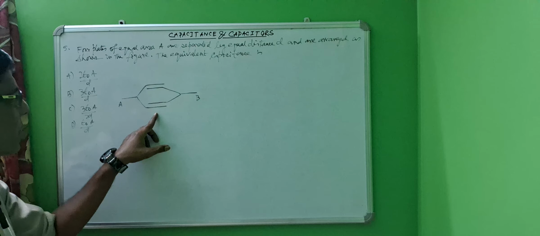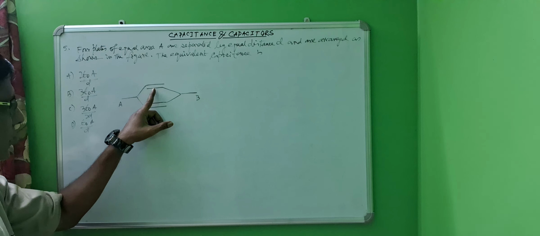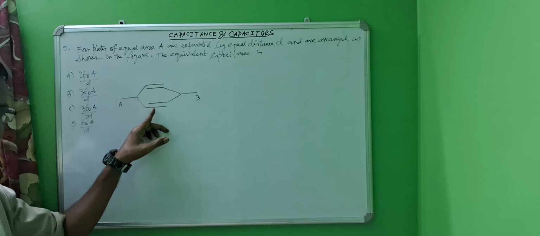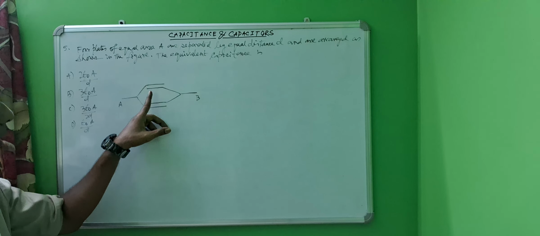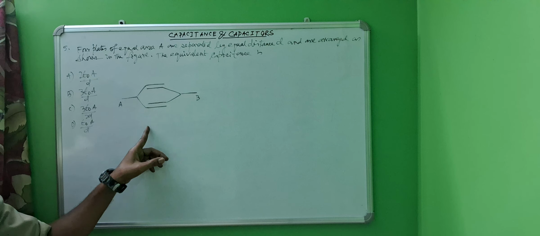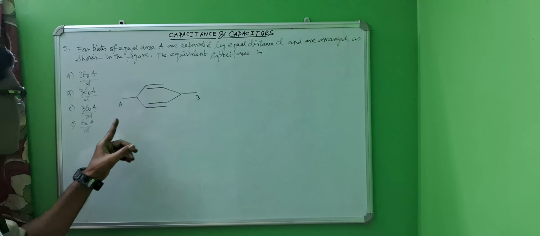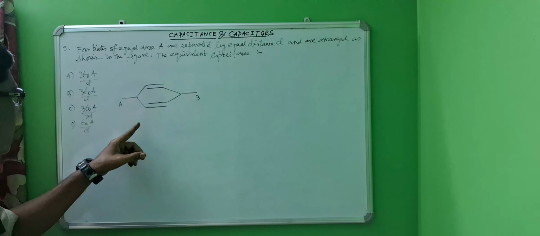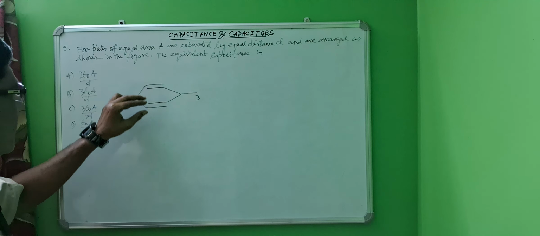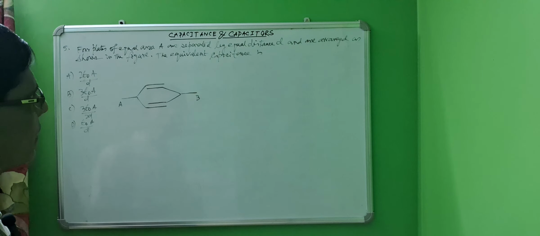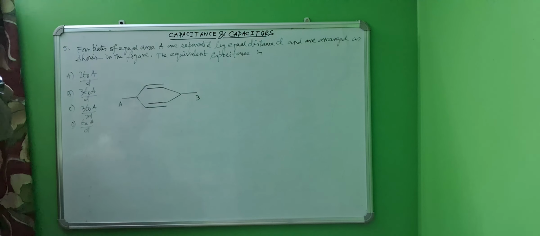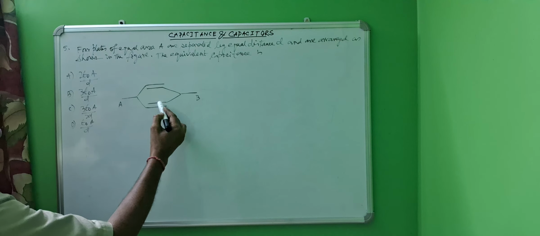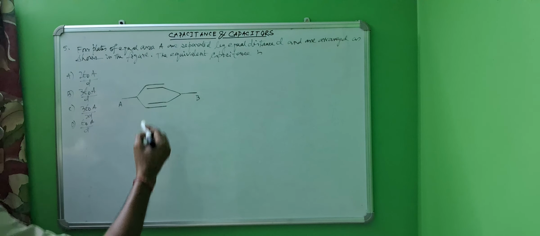Four plates of equal area. This one is plate number 1, this is number 2 plate, number 3, number 4, and they are arranged in this way. We have to find the equivalent capacitance in between these two, where A is the area of each plate and the plates are separated by distance D.